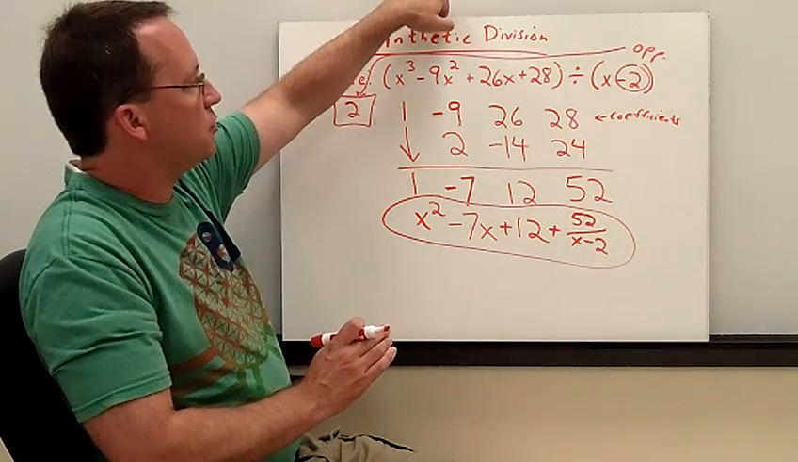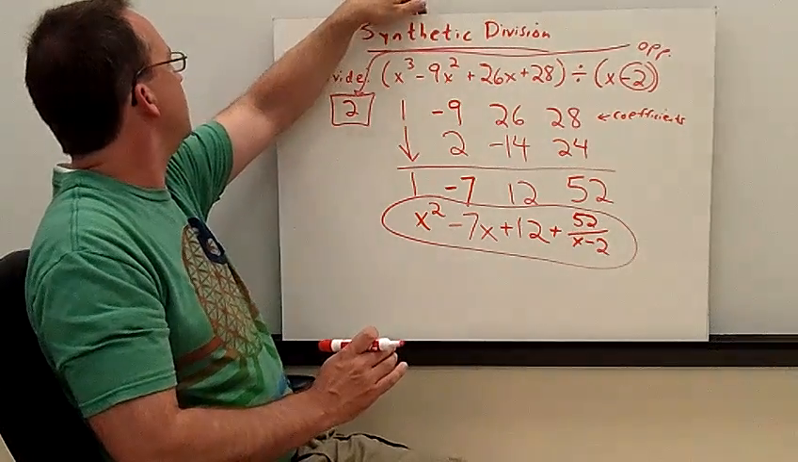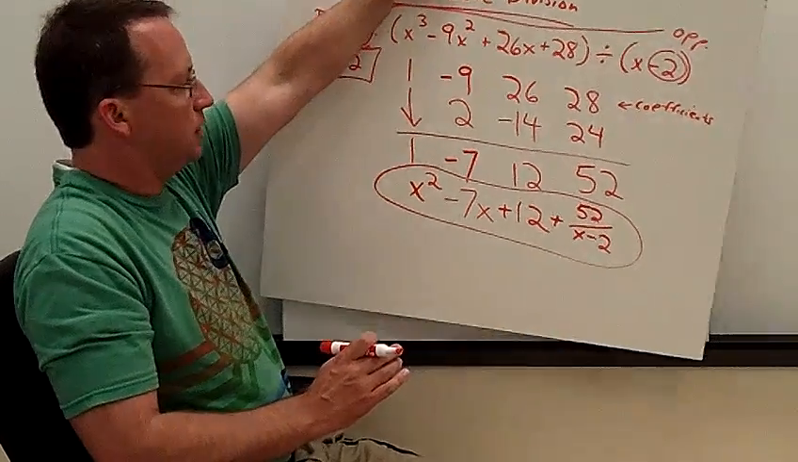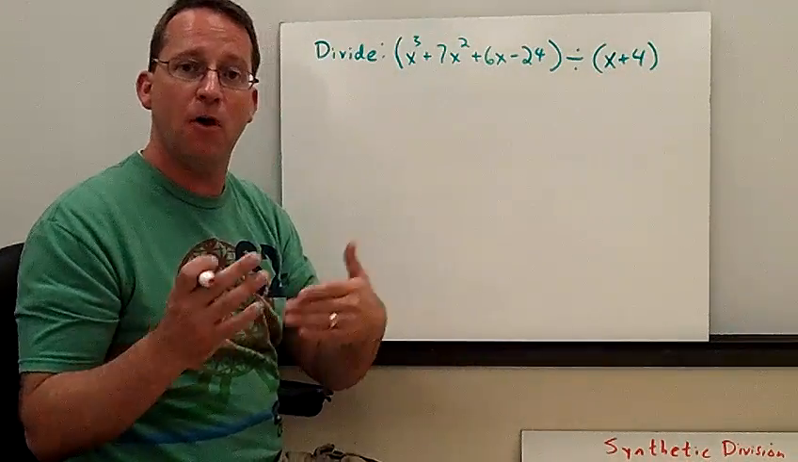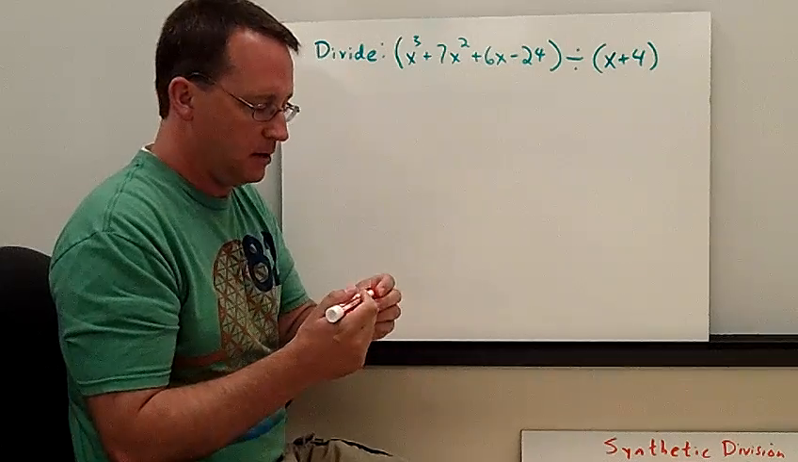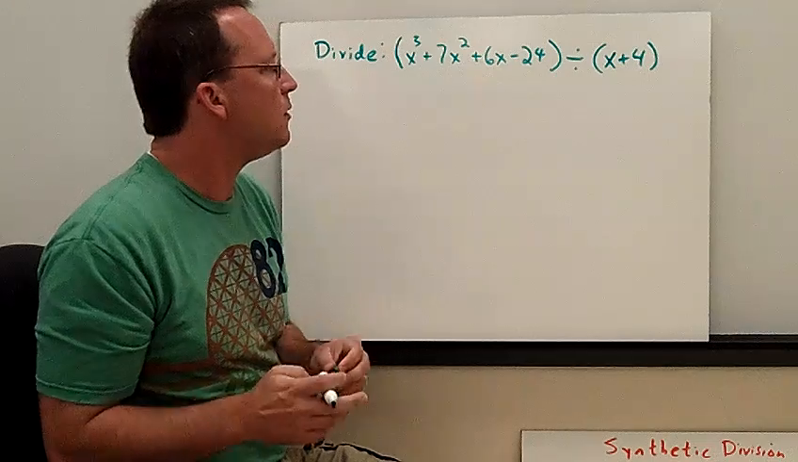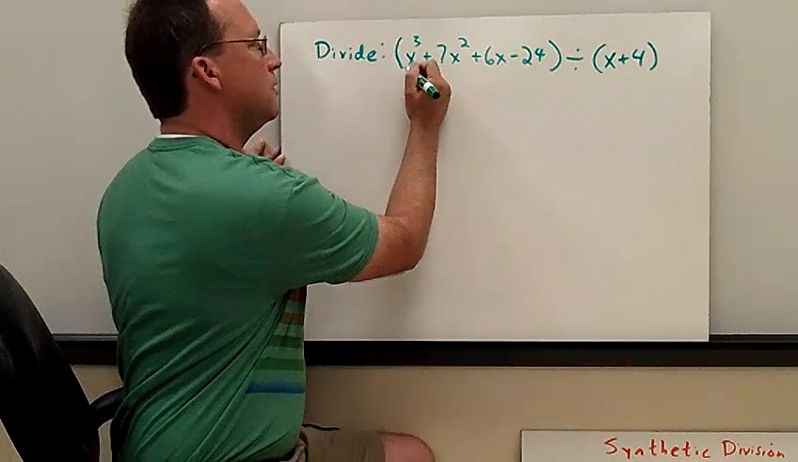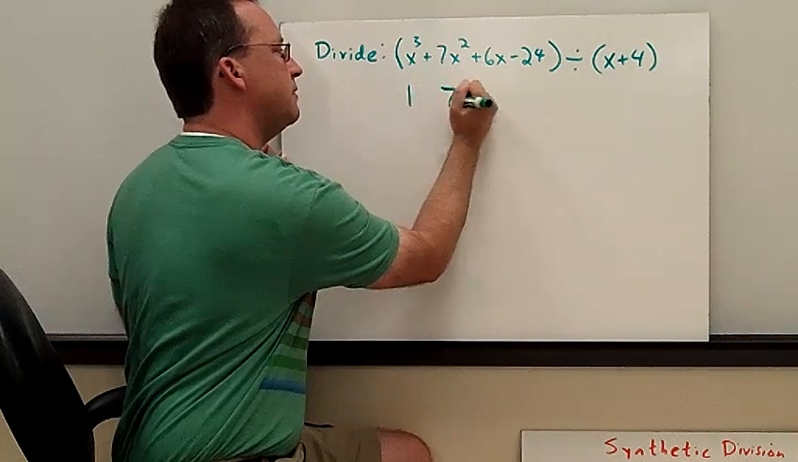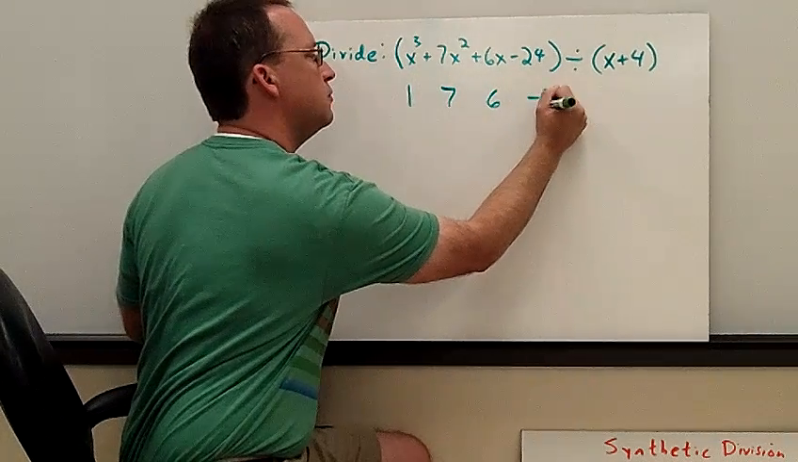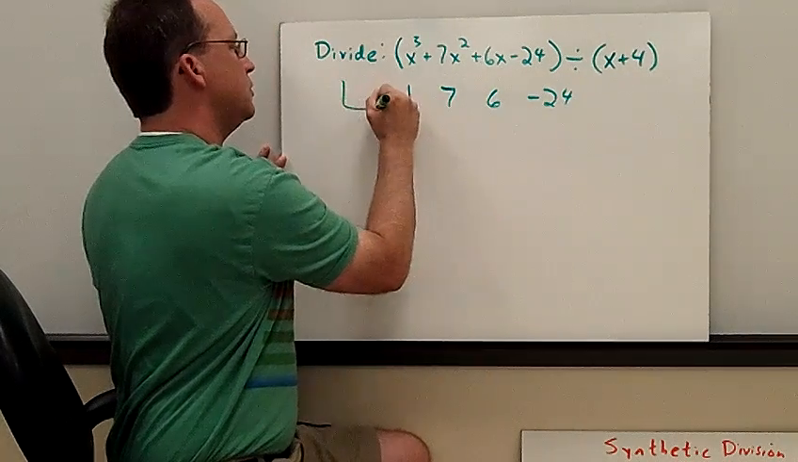I have another one here to try. If you're feeling confident at this point, before we do this one, you can go ahead and try this on your own. If you'd like to wait and set it up together and then pause it and try it on your own, you can. Okay, so you do whatever you feel comfortable with here. If you want to set this up with me, the coefficients go in our row here. 1, 7, 6, -24.